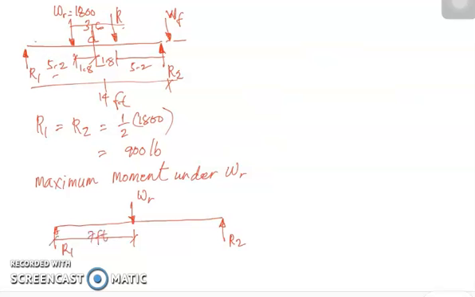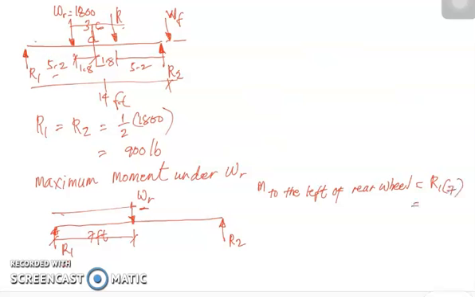So if we're going to have the moment to the left of the rear wheel, we consider this one. We only have resultant force R sub 1, so having this as our reference point, that will be R1 times 7.